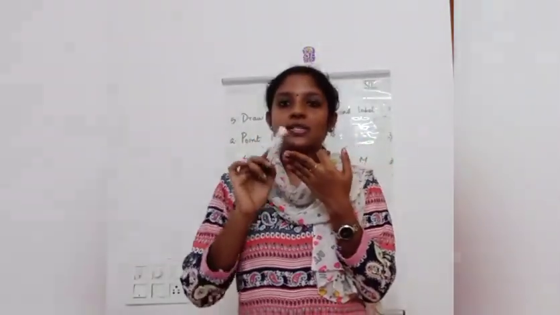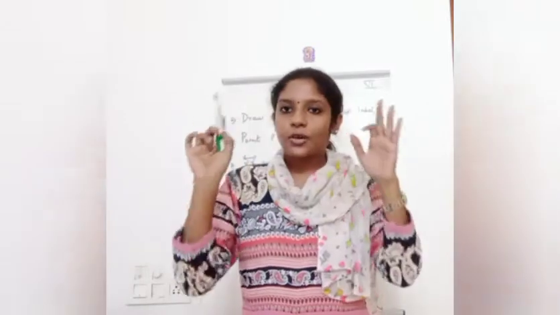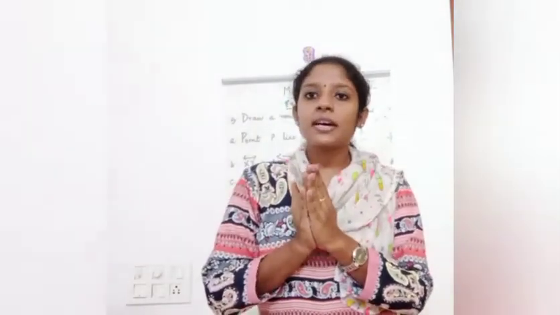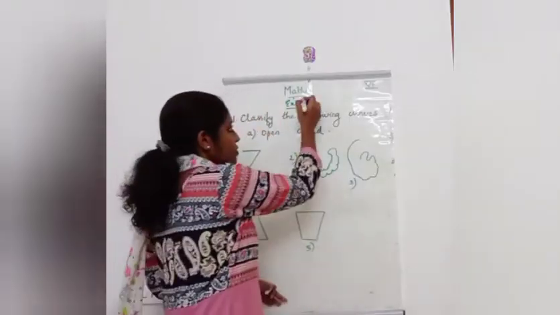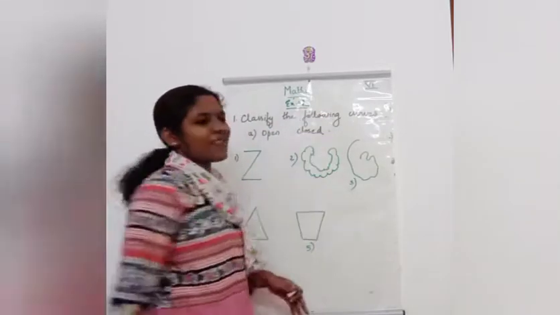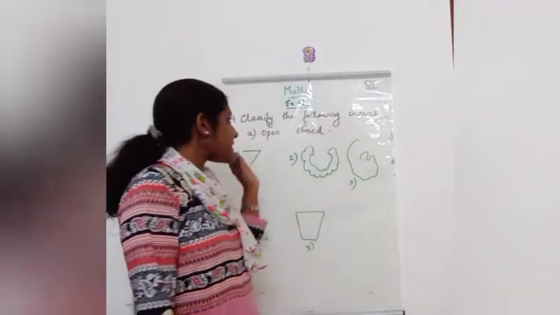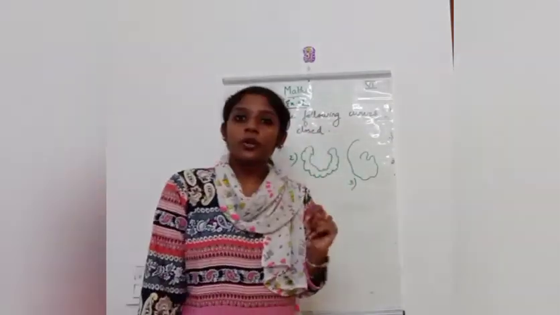Then we have also learned what a polygon is. A polygon is also a closed curve, but it is made up of line segments. Polygons are made with line segments. I hope these three concepts are clear. This is exercise 4.2, a very simple and very small exercise. The question is, classify the following curves as open curve or closed curve.